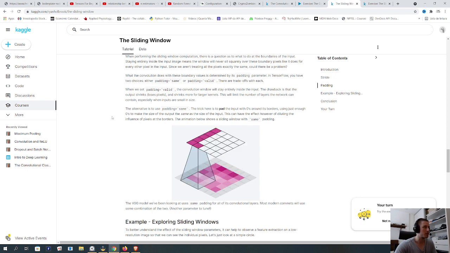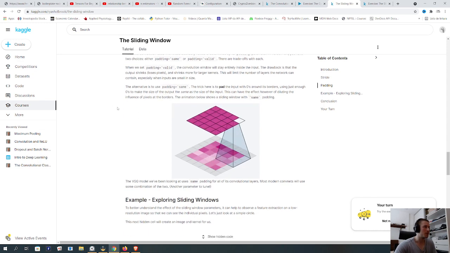In TensorFlow, we have two choices: padding 'same' or padding 'valid'. There are trade-offs with each. When set to padding 'valid', the convolution window will stay entirely inside the input. The drawback is that the output shrinks, loses pixels, and shrinks more for larger kernels. This will limit the number of layers the network can contain, especially when the inputs are small in size.